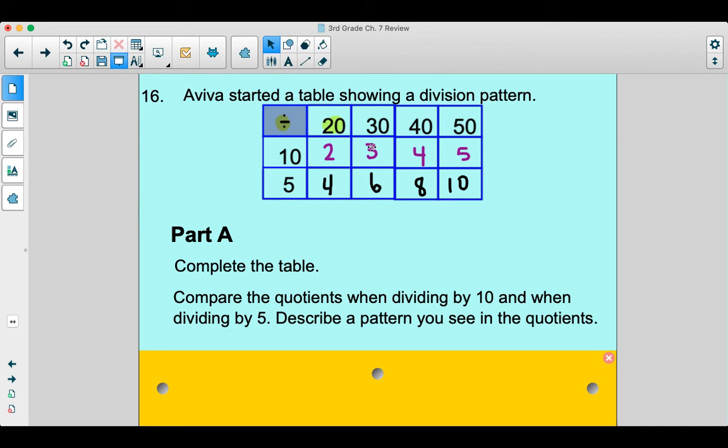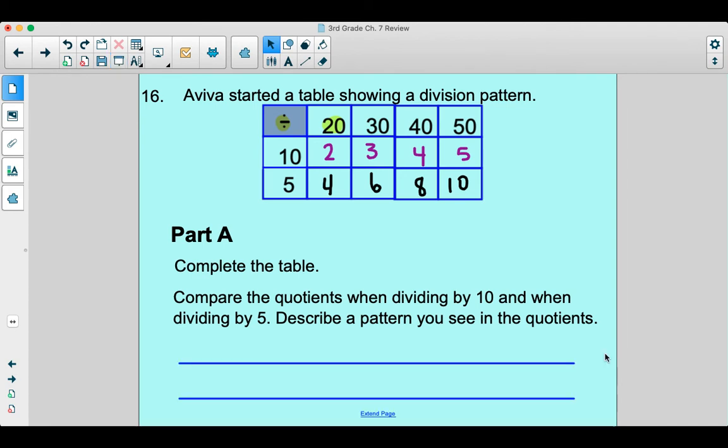So we had 2 and 4, 3 and 6, 4 and 8, 5 and 10. So do you notice anything as you are looking here? It says describe a pattern you see in the quotients. Do you notice anything there? I'm noticing a connection between the 2 and 4, the 3 and the 6, the 4 and the 8, and the 5 and the 10. So it looks to me like when you have half as many people, so like we went from 10 people down to 5 people, you get twice as much candy, right?